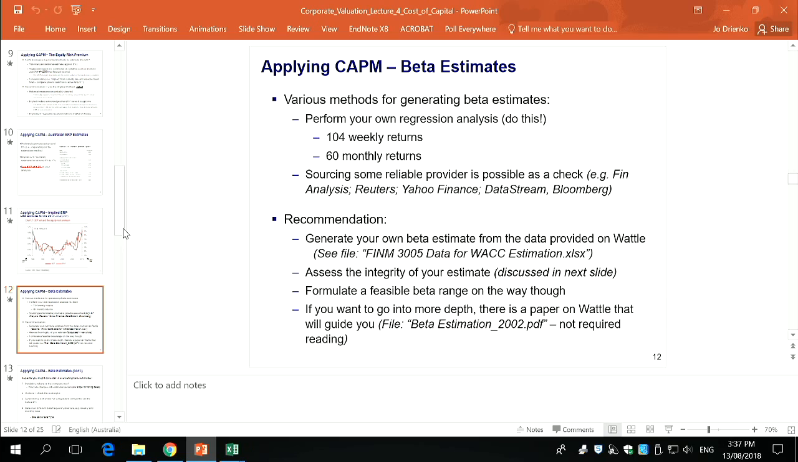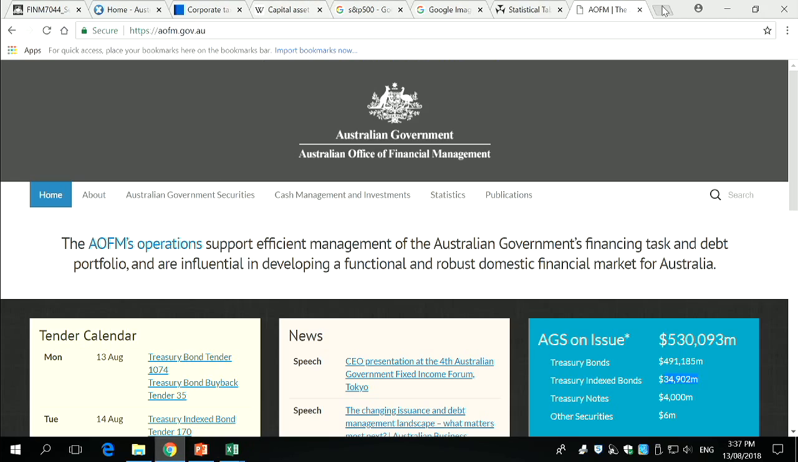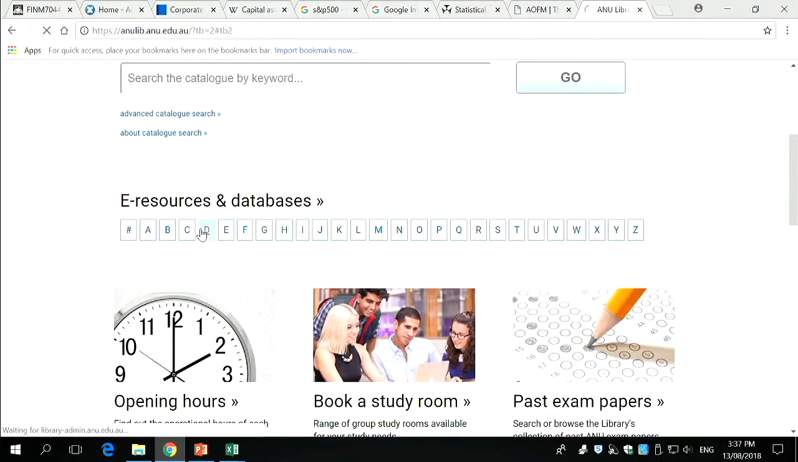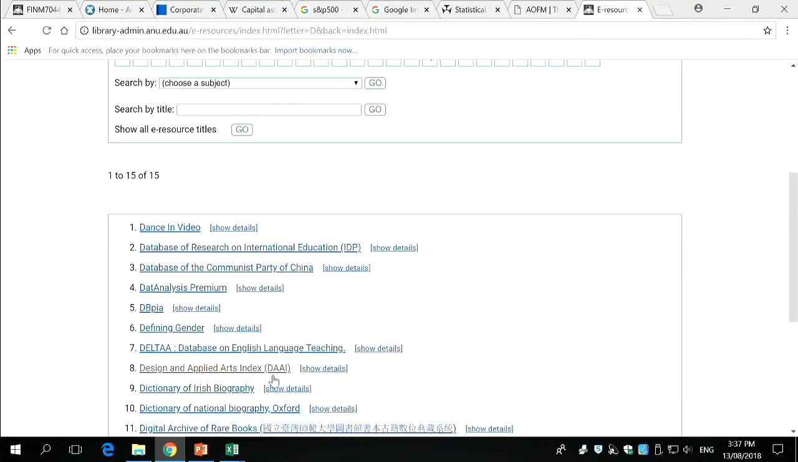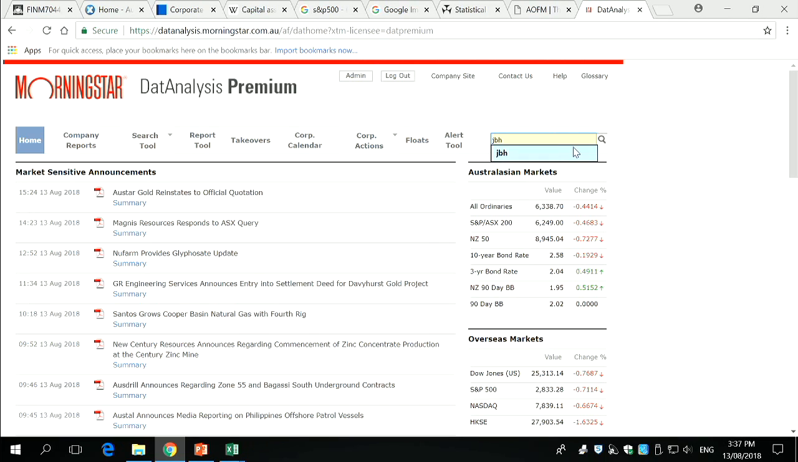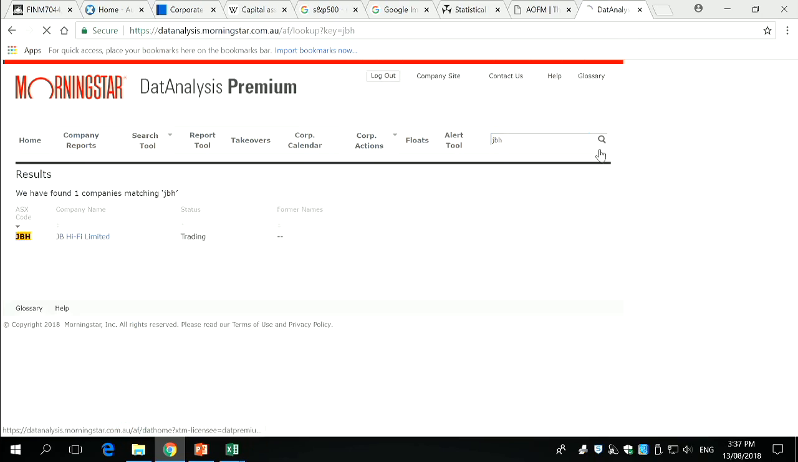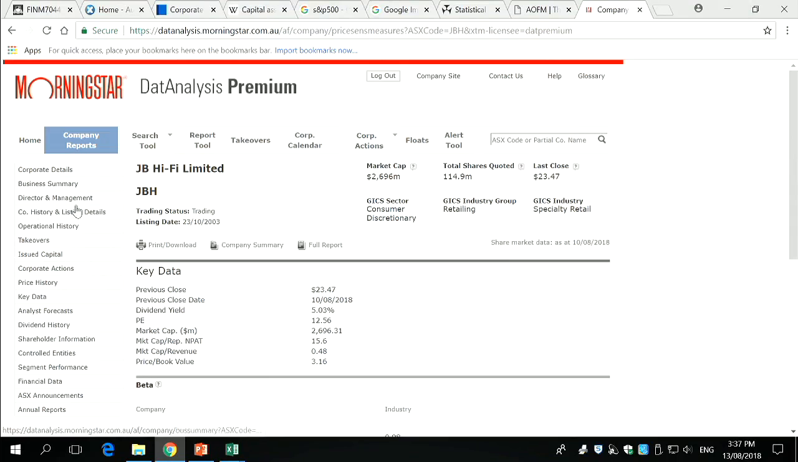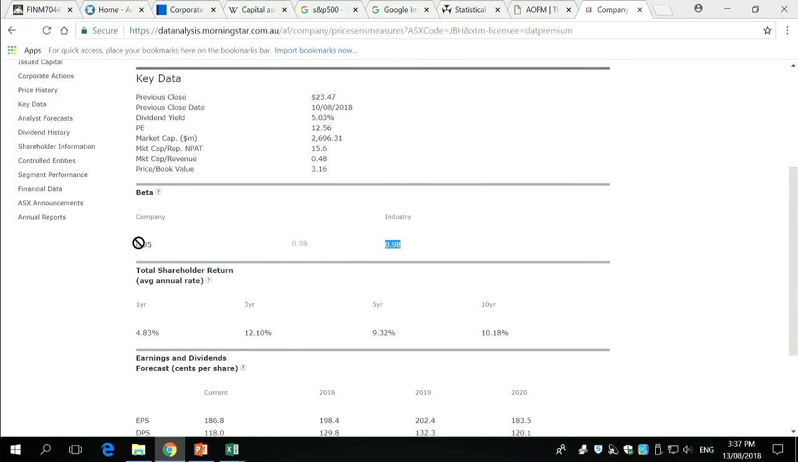And beta, as an analyst, you have to be able to estimate yourself. Yes, you can look it up. It's not that difficult. I think I showed you that in the first lecture. You can go to some kind of a data provider, Bloomberg, for example. We have Bloomberg in the school, DataStream, or go through the library website, look at that analysis. It gives you data on Australian companies. JBH, there it is. Search. Click on, I think it's key data. Beta for the company is 0.95. How easy was that?